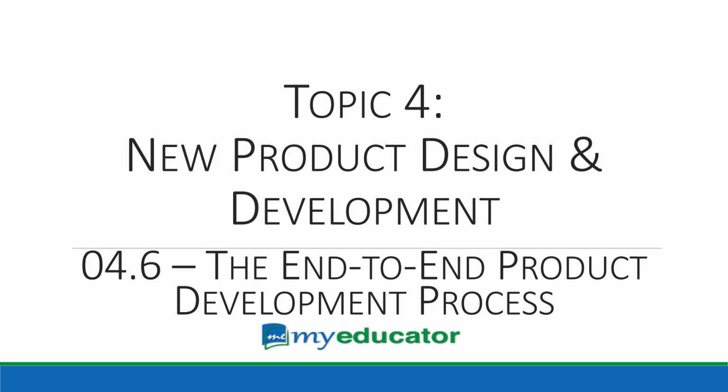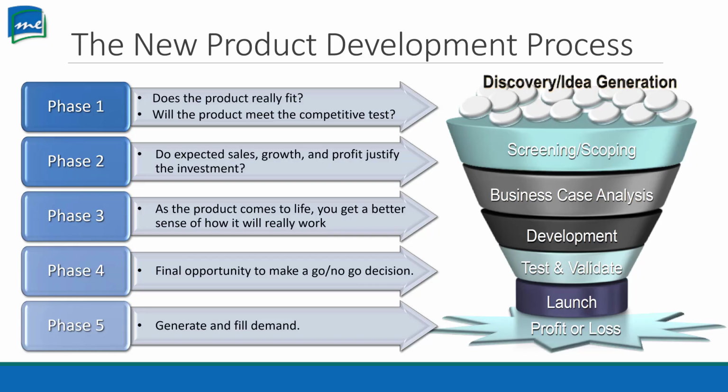So when we're developing a new product design, or actually a new product, we have a process, the end-to-end product development process. So what does that actually involve? Well, we do have 5 phases. So the first phase, does the product really fit? Will the product meet the competitive test?